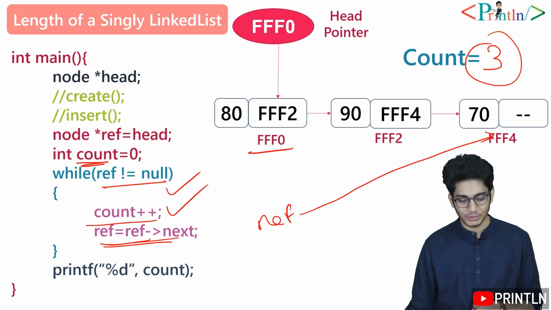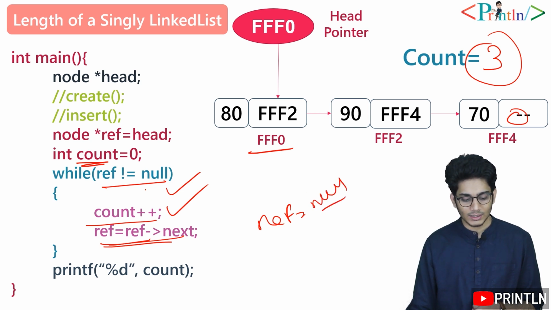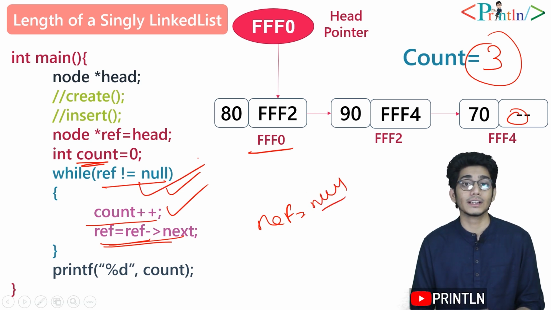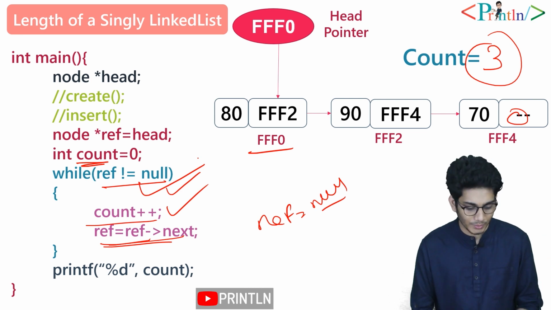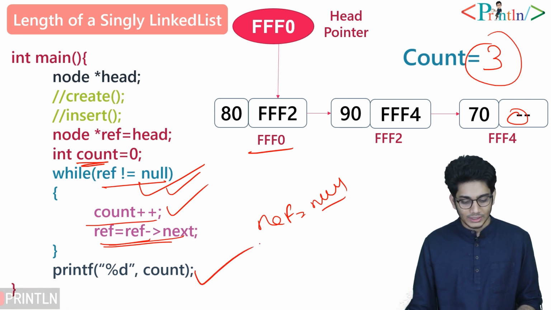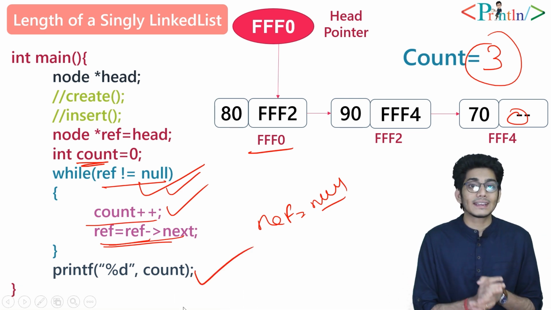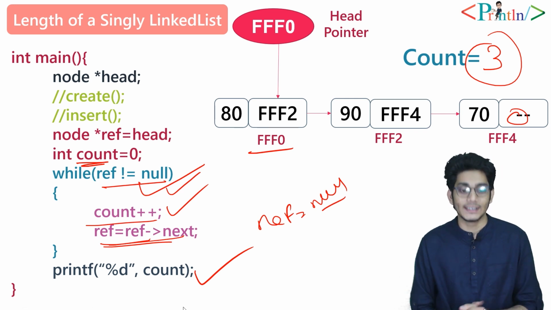Then what we'll do, ref equals ref next. What is the ref next over here? That is null. Now the ref will be null. Then it will hit here and it will terminate the loop. So at last we'll just print the count. So this is how we can print the length of a single linked list.